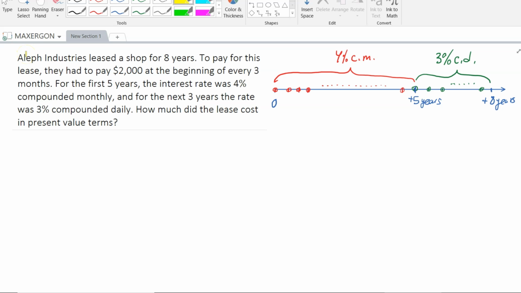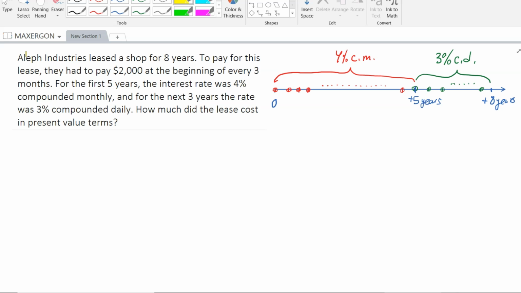The first problem reads: Aleph Industries leased a shop for 8 years. To pay for this lease, they had to pay $2,000 at the beginning of every 3 months. For the first 5 years, the interest rate was 4% compounded monthly, and for the next 3 years, the rate was 3% compounded daily. How much did the lease cost in present value terms?